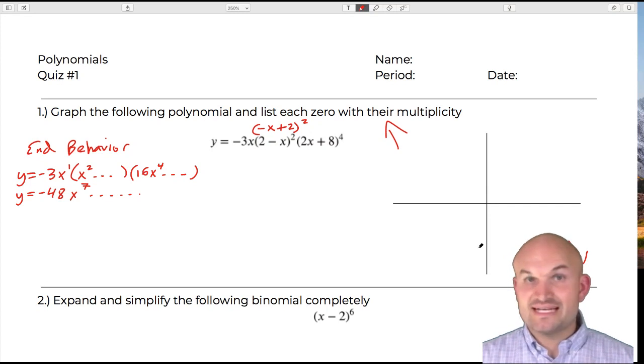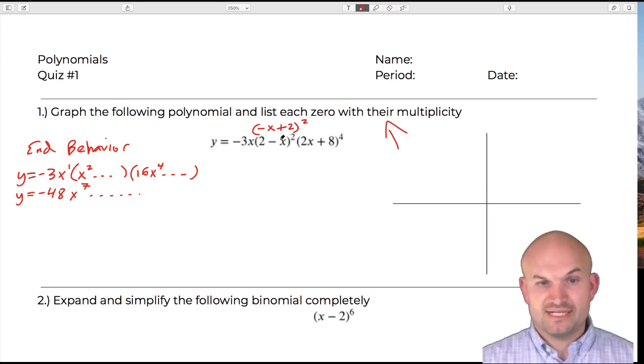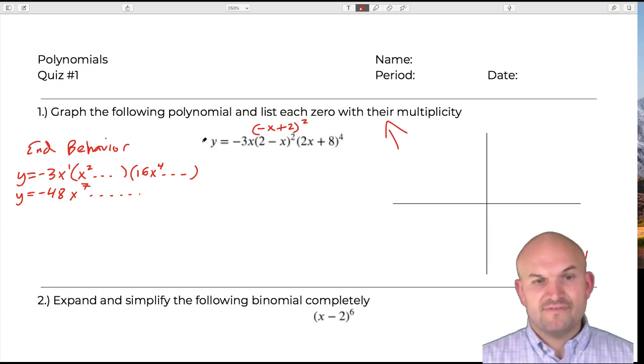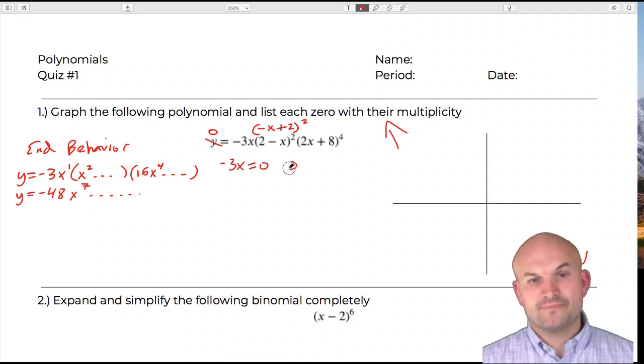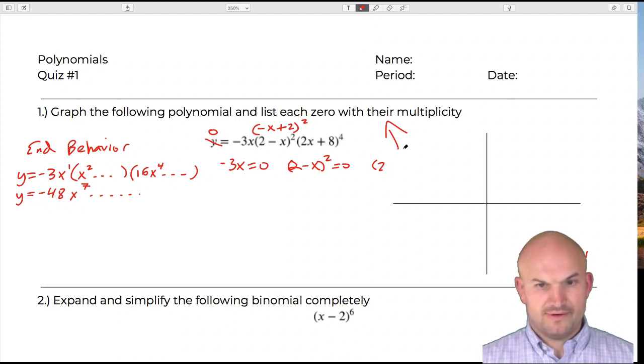Now, the next thing is I want to identify the zeros as well as their multiplicity. If I want to find the zeros, I'm going to set my equation equal to 0. I can see I have a product of factors equal to 0, so I can set each and every one of them equal to 0. 2 minus x squared equals 0. And let's do it down here.